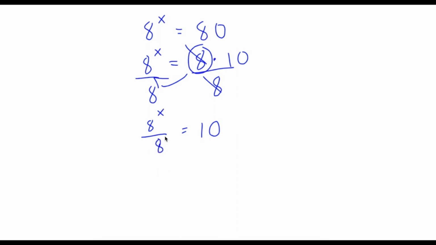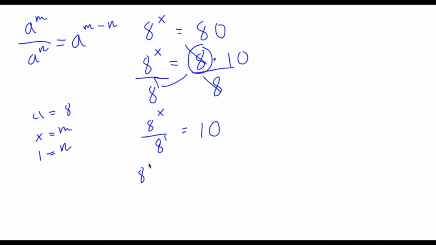Now, this 8 here is the same thing as 8 to the power of 1, right? If we have something in the form a to the power of m divided by a to the power of n, this is equal to a to the power of m minus n. So a to the power of x divided by a to the power of 1, we can think of a as 8 here, x as m, and 1 as n. So if we plug this in, we get 8 to the power of x minus 1. This is equal to 10.